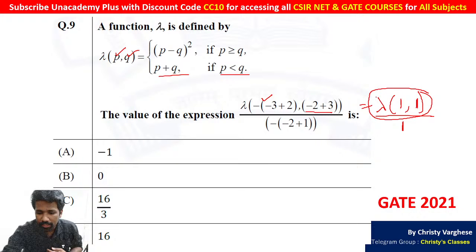Now lambda 1 means p is 1, q is 1. When p and q are equal, what to do? When p and q are equal or p is greater, in both the cases, (p minus q) the whole square is the rule you have to apply. P minus q the whole square means first number minus second number the whole square, divided by 1 itself, because of this 1. So 1 minus 1 the whole square is 0 square by 1, 0 itself. Option B.